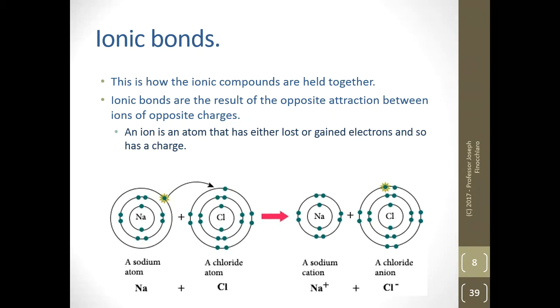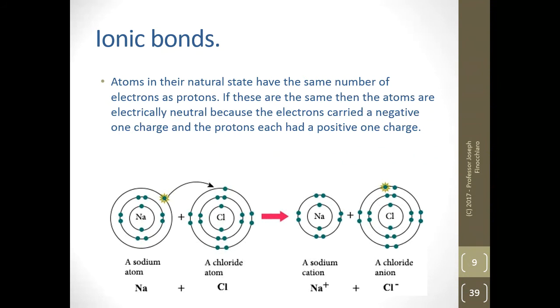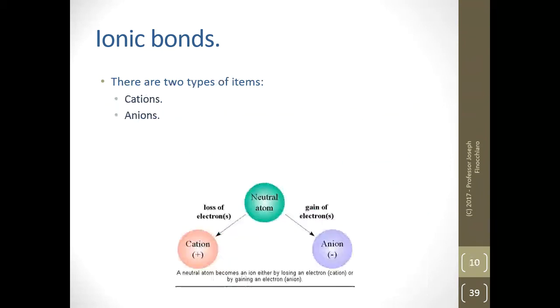Ionic bonds are the result of the attraction between ions of opposite charges. An ion is an atom that has either lost or gained electrons and so now has a charge. Atoms in their natural state have the same number of electrons as protons. We've beaten that to death, okay? If these are the same, then the atoms are neutral. Then when we start grabbing and pulling side to side, things start to change.